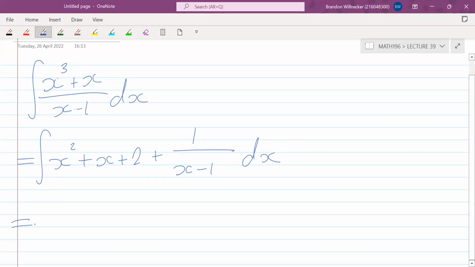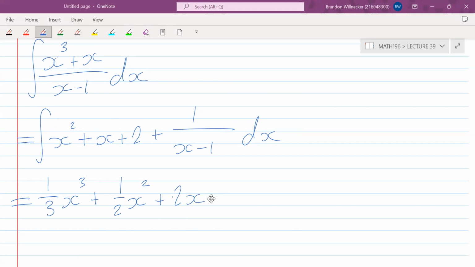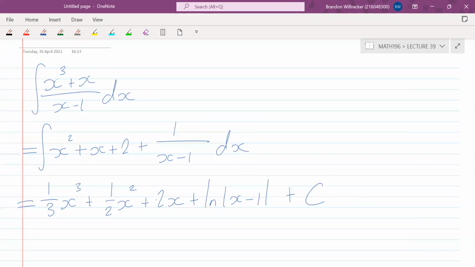The first part is just a polynomial. That's very easy. The integral of x squared is 1/3 x cubed, and then plus 1/2 x squared plus 2x. And even this fractional part is easy to integrate. It's going to be the natural log of x minus 1. And don't forget your plus c.